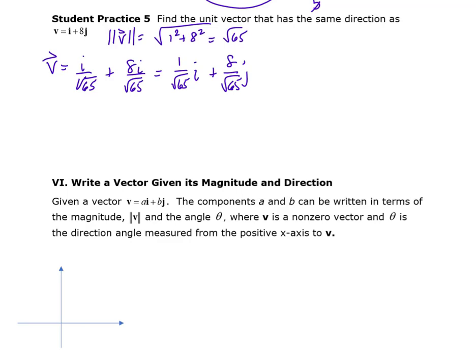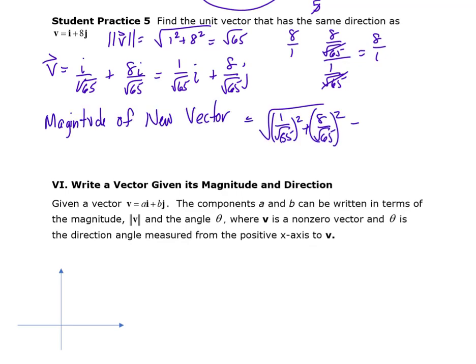We want to first check and see that the direction is the same. I know that the direction of the original v is going to be just 8 over 1, right? A over b. The direction of the new unit vector is going to be 8 over the square root of 65 divided by 1 over the square root of 65. When you multiply by the reciprocal, the square root of 65 cancels, and you just get 8 over 1, or just 8.